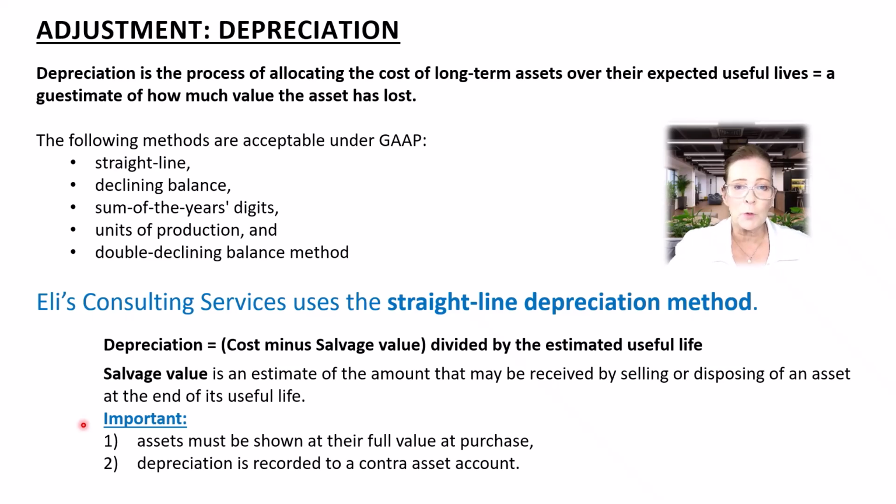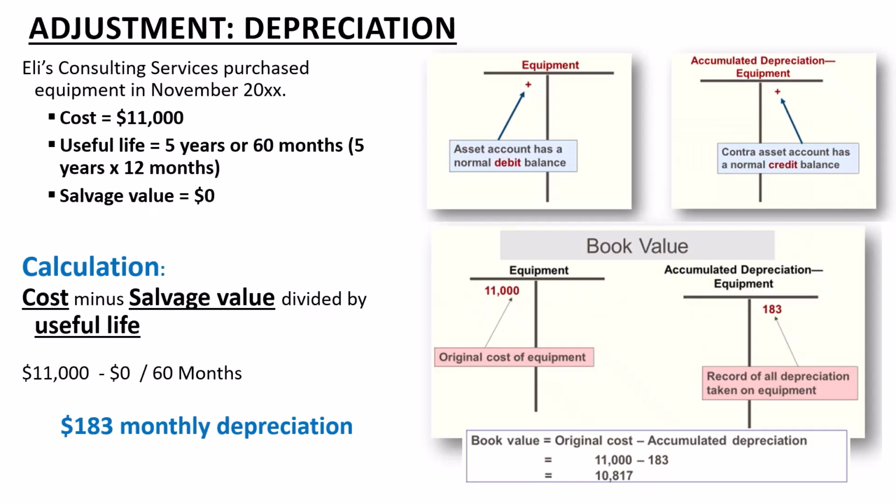That means that the depreciation we record does not reduce the asset account directly. Instead, we'll use a contra asset account called accumulated depreciation so that we can see both the original purchase price of the asset and the depreciation we've recorded since the purchase. Now that you know the basics about depreciation, we're ready to calculate the depreciation for Eli's Consulting equipment assets.